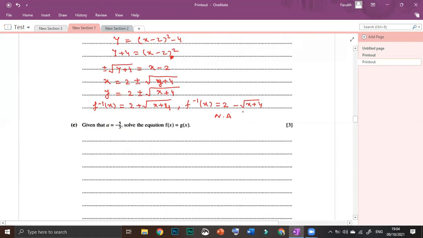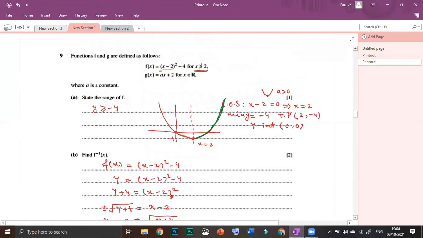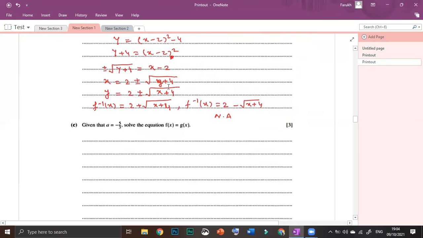Another shortcut to decide about the inverse function is you can see that there is a greater sign here. If there will be a greater sign, then we will choose the function with a plus sign with the under root. That is this one. This one is the shortcut. This one is the answer. Now, C part is given that a is equal to minus 5 by 3, solve f of x is equal to g of x.